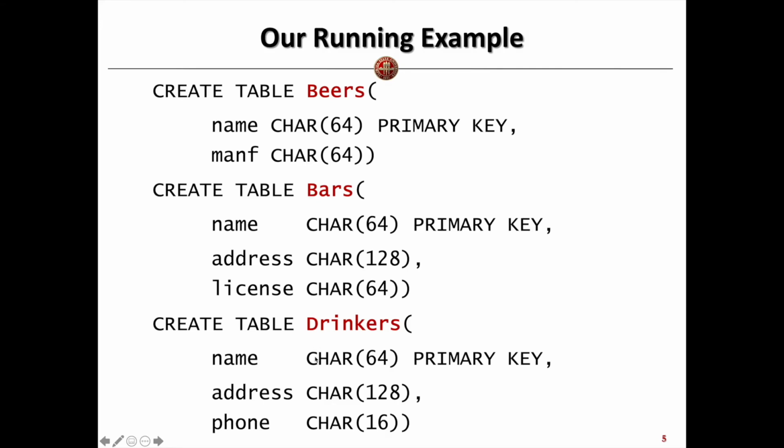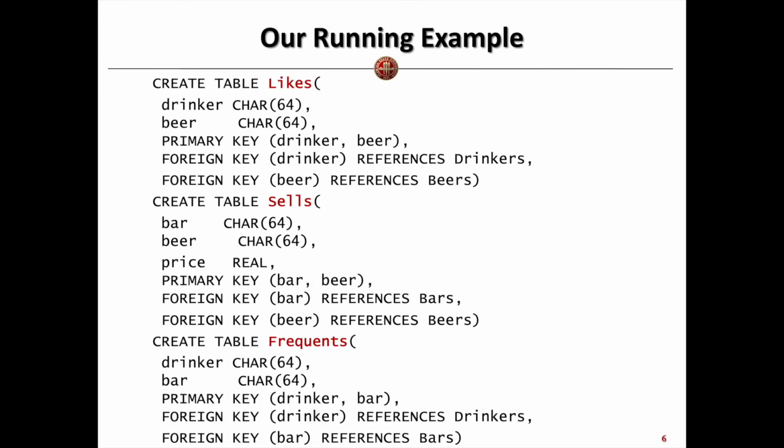In a similar way, we can also create tables for the relationships we showed before. We can create a table for likes between the drinker and the beer. So we can create a table likes, drinker, beer, their char 64. We're going to set the primary key of this table to be the drinker and the beer combined together. So here the drinker and the beer, they are the foreign keys, right? So we have a foreign key drinker reference to drinkers, and foreign key beer reference to beers. In a similar way, we can also create tables for sales and frequency.